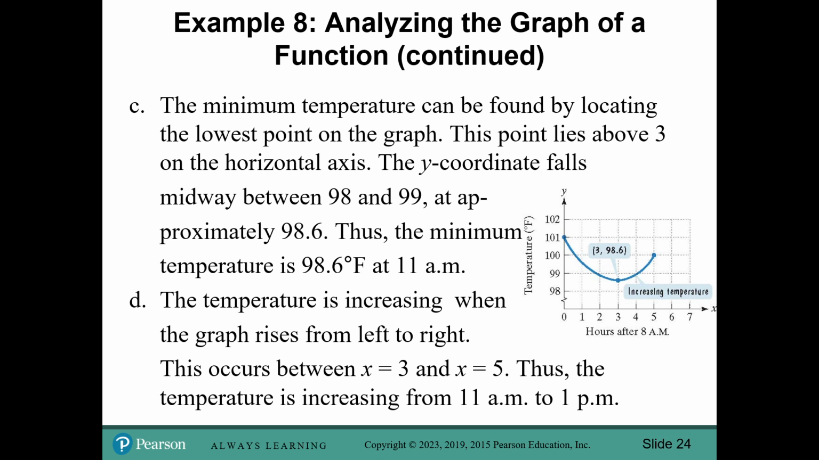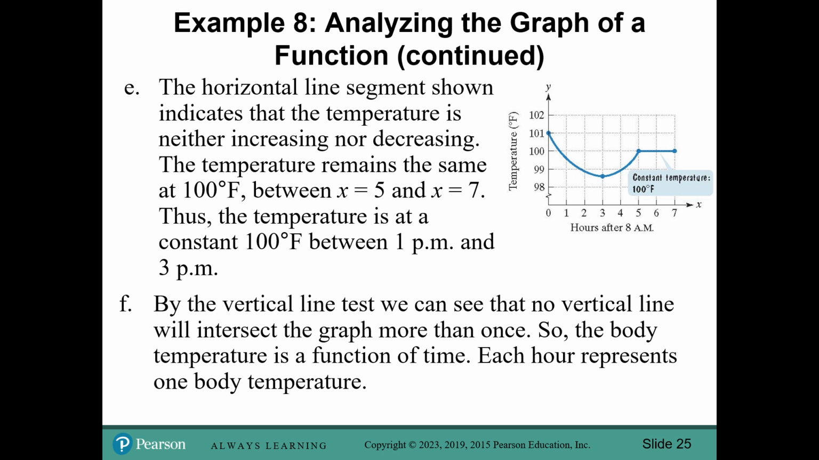to 1 p.m. The horizontal line segment shown indicates the temperature is neither increasing nor decreasing. The temperature remains the same at 100 degrees Fahrenheit between x equals 5 and x equals 7. Thus, the temperature is at a constant of 100 degrees Fahrenheit between 1 p.m. and 3 p.m. By the vertical line test, we can see that no vertical line will intersect the graph more than once, so the body temperature is a function of time. Each hour represents one body temperature. This is essentially everything we said and went through, just rehashed.